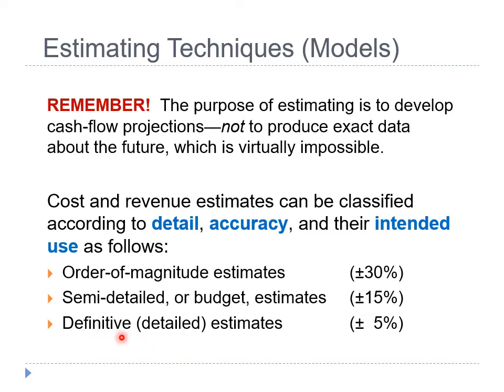Definitive or detailed estimates are used as the basis for bids and to make detailed design decisions. The accuracy is ±5%. They are made from specifications, drawings, site surveys, vendor quotations, and in-house historical records, and are usually done at level 3 and successive levels in the work breakdown structure.